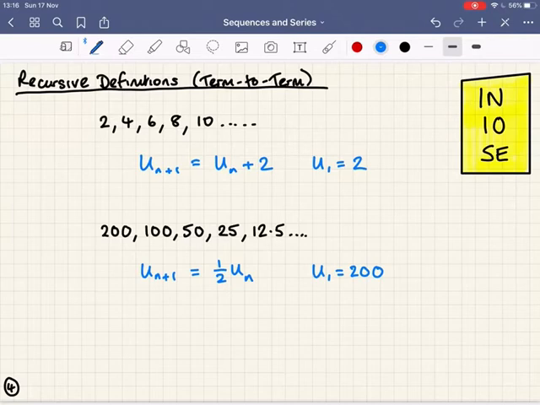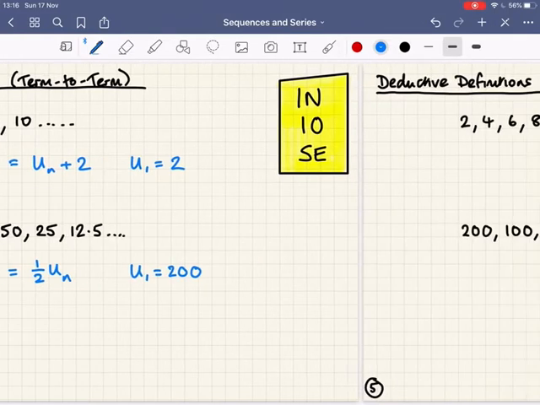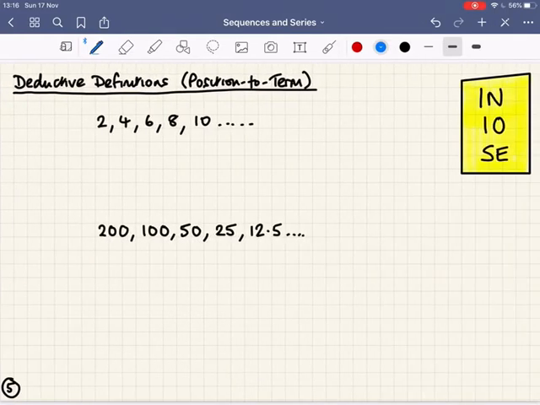So if I wanted the 37th term, it would be a bit painful having to write the first 36 terms to get there. So we have a second type of rule, which is called a deductive definition, often called a position-to-term rule. And this has the advantage that we can go straight to a particular term based on its position in the sequence. And this is probably a more common and more useful way of defining the rule.